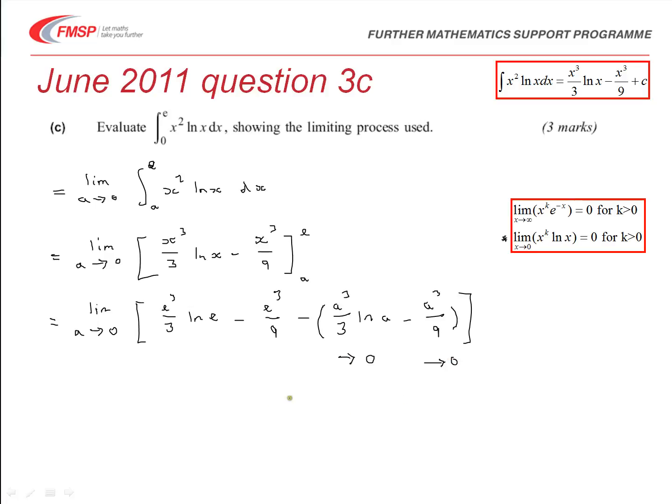So all we are left with is going to be the two constant terms. Well, we know that ln of e is 1, because that's the base of the natural log. So all we've got is e to the power of 3, a third of it minus a ninth of it. Well, a third is 3/9, minus the ninth gives us 2/9 of e cubed.